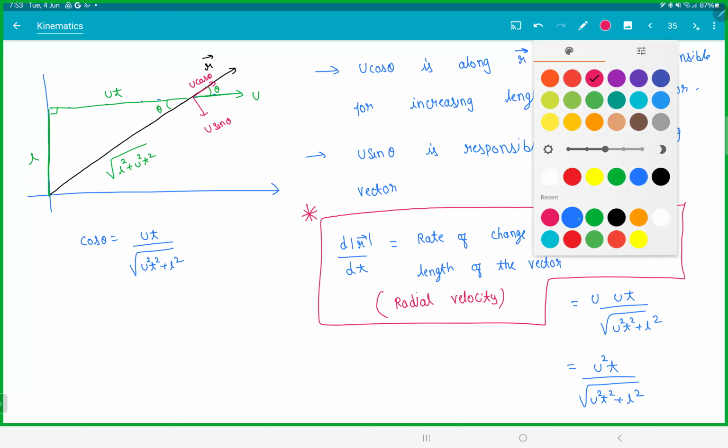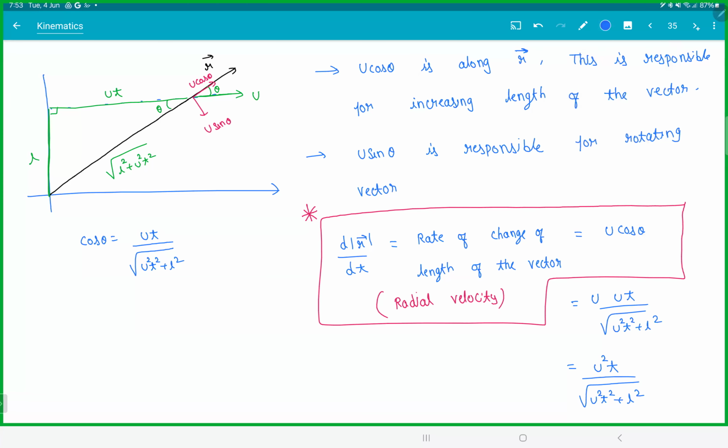What about the other one? What is u sin theta doing? Changing direction, right? What do you mean by the direction of a vector? R cap is the direction of the vector, isn't it? Unit vector. So d r cap by dt is nothing but u sin theta. Clear?